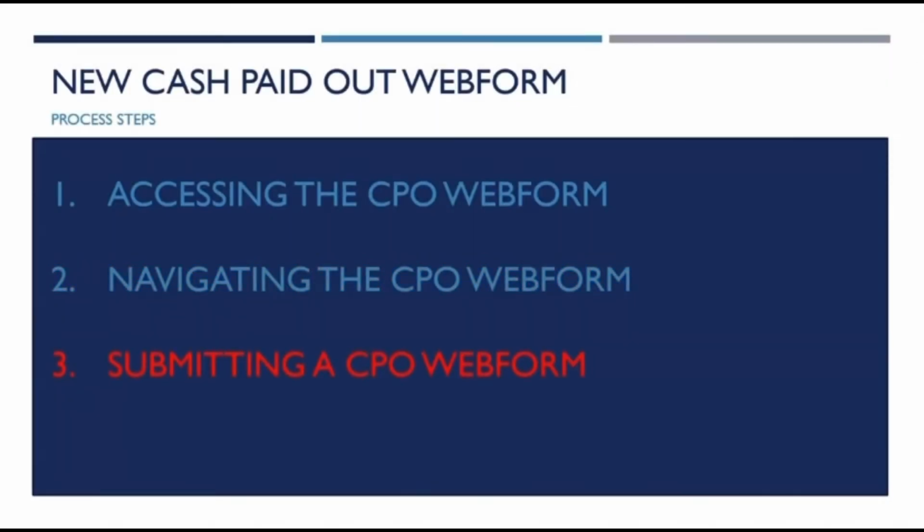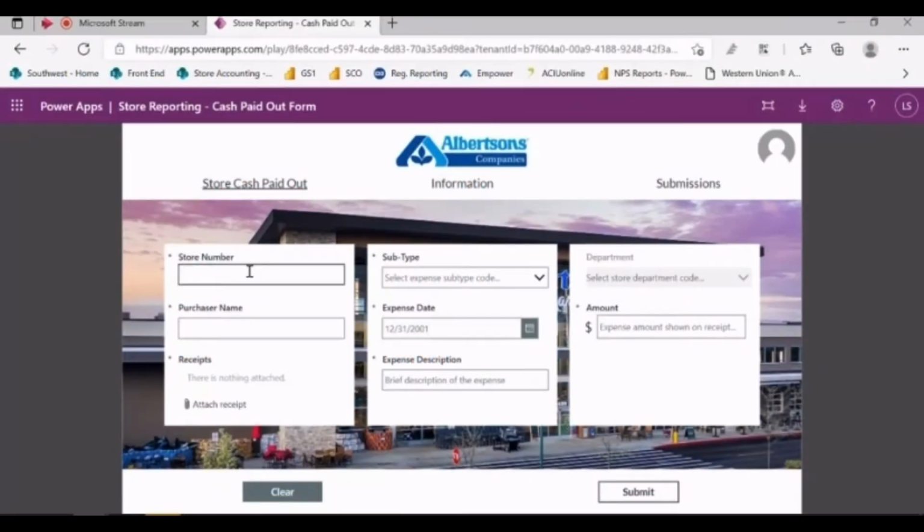Submitting a cash paid out web form. Submitting a cash paid out through the web form is fairly straightforward. As you go through, you're just going to fill in all the required information in the boxes. Once you hit submit, if anything is missing, the form will tell you that it can't be submitted until that information is filled in. Let's go ahead and go through the process of submitting a cash paid out web form and see how simple it is.